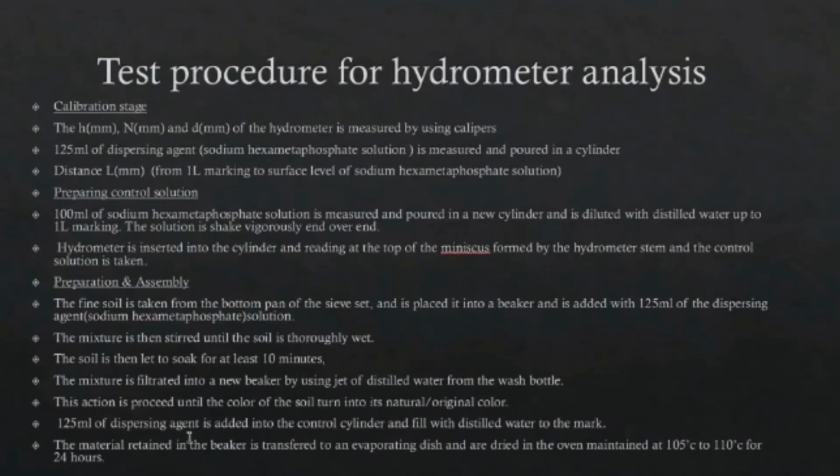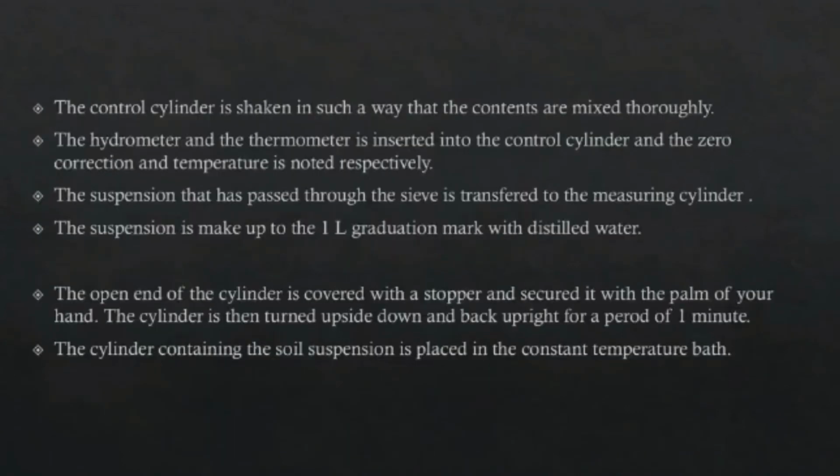125 ml of dispersing agent is added into the control cylinder and it is filled with distilled water to the mark. The material retained in the beaker is transferred to an evaporating dish and is dried in the oven maintained at 105 to 110 degrees for 24 hours. Next, the control cylinder is shaken in such a way that the contents are mixed thoroughly. The hydrometer and the thermometer are inserted into the control cylinder and the zero correction and the temperature are noted respectively. The suspension that has passed through the sieve is transferred to the measuring cylinder.